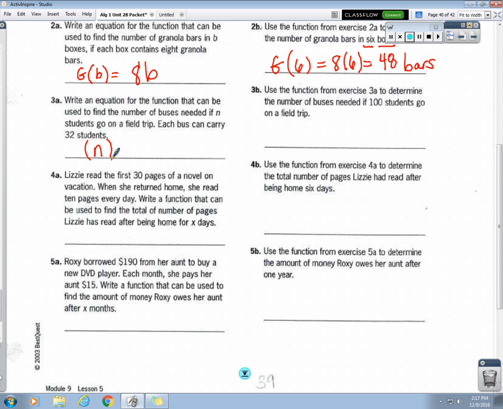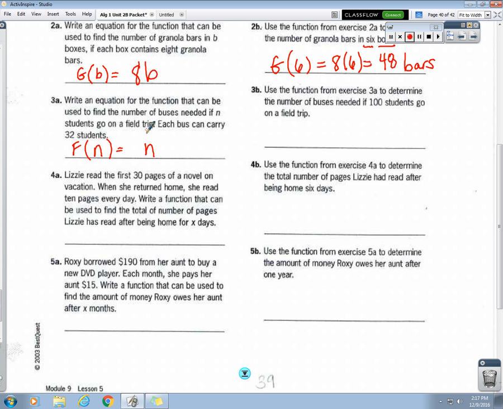Okay, so N is going to be on this side, and it's going to be on this side. Remember, this letter is not really important. You can choose whatever you want. What do you want? For field trip? Okay. So on the field trip, we have N amount of students going, but we know that each bus carries 32, so we want to know a function that represents how many buses we need.